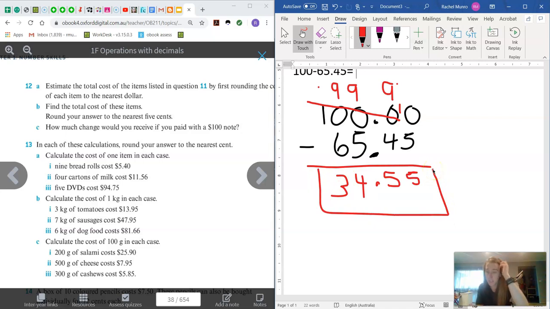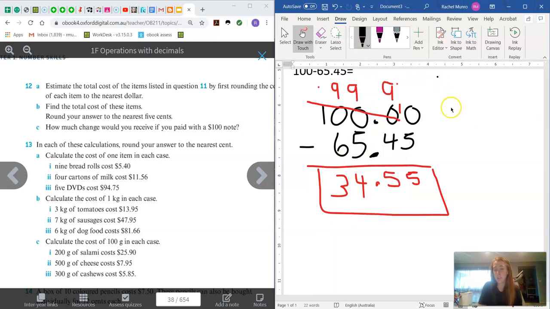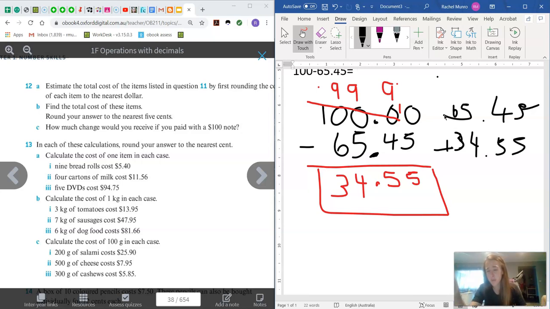If you want to double check it, double check without using your calculator. All you need to do is set it up in a different sum, just over here, and we're just going to do it backwards. We're going to go 65.45, and we're going to add that to what our answer was, 34.55. Sorry guys, I'm waiting for my pen for my drawing tablet. I lost it.